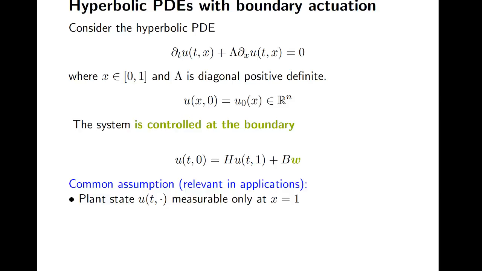Another assumption that is common and relevant in application is to assume that the state is measurable only at the other boundary point, okay? So we enter at the boundary point 0, or we measure what happens at boundary point 1, which is another challenge, okay? Under this assumption, most of the work that exists on PDEs focuses on linear feedback laws. So you plug this law into your system, and then you see what's going to happen, okay? So that's pretty much the state of the art.